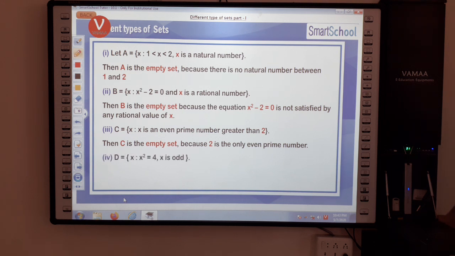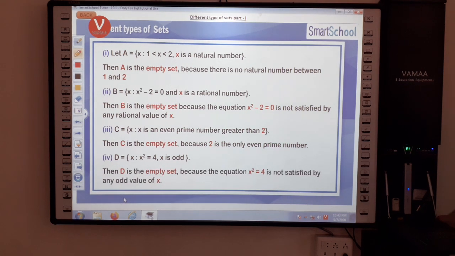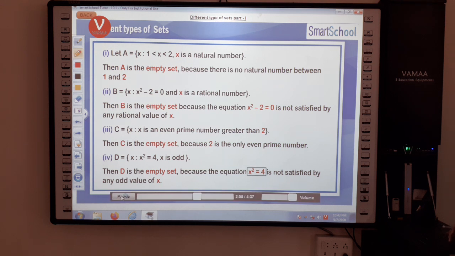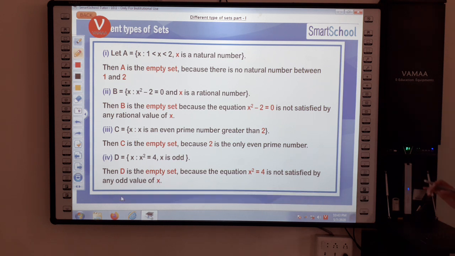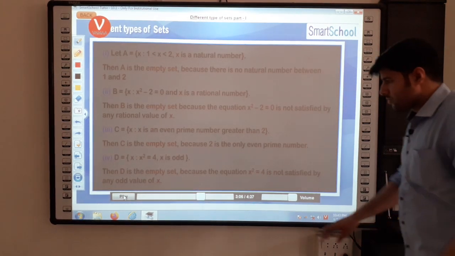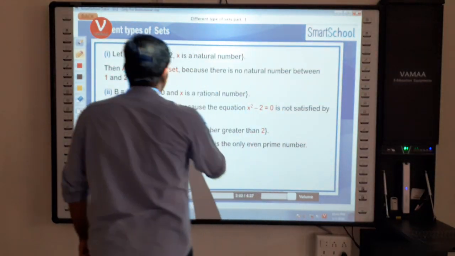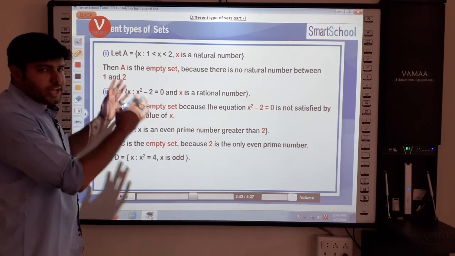4. D is equal to x such that x squared is equal to 4, x is odd. Then D is the empty set because the equation x squared is equal to 4 is not satisfied by any odd value of x. So here we have given a few examples of the empty set.